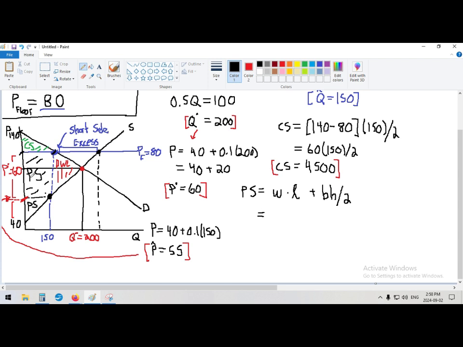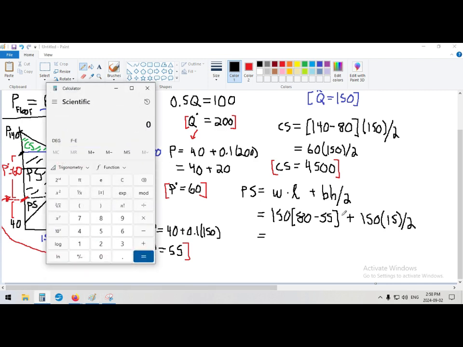So if we look at the box here in the middle, for the length here, we have 0 to 150, so that's going to be 150. And then for the height, that's going from 80 up here, to 55. So we do 80 minus 55. And then we do the similar thing for the triangle down here. The base is the same, it's 150. And then for the height, the height is going from 55 down to 40. So that's going to be 15. And then divide by 2.